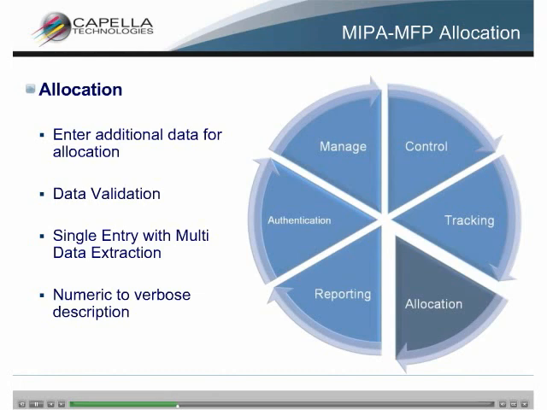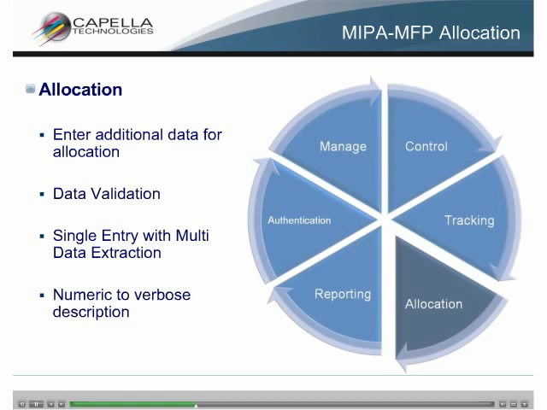Allocating cost or being able to identify where usage should be applied is a challenge. MIPA MFP allocation provides you the ability to enter additional data to report by giving you an easy way to identify and allocate this usage. The data entered can be validated against a list. A single entry of data can yield multiple pieces of information, providing increased productivity for the user.